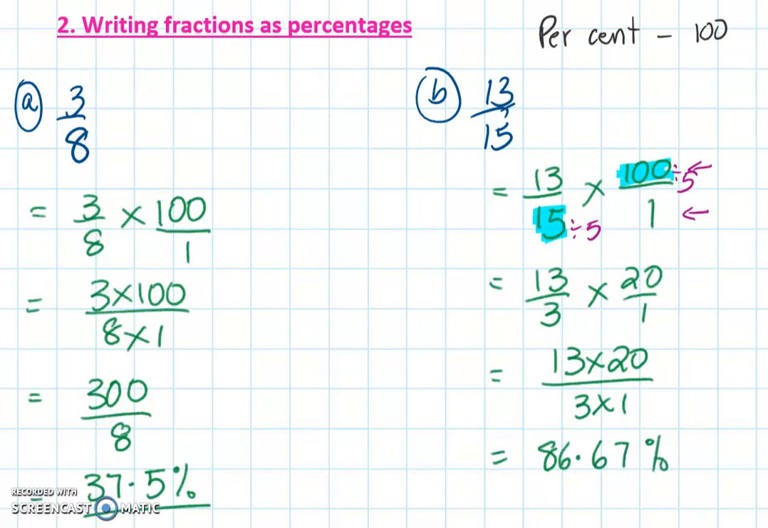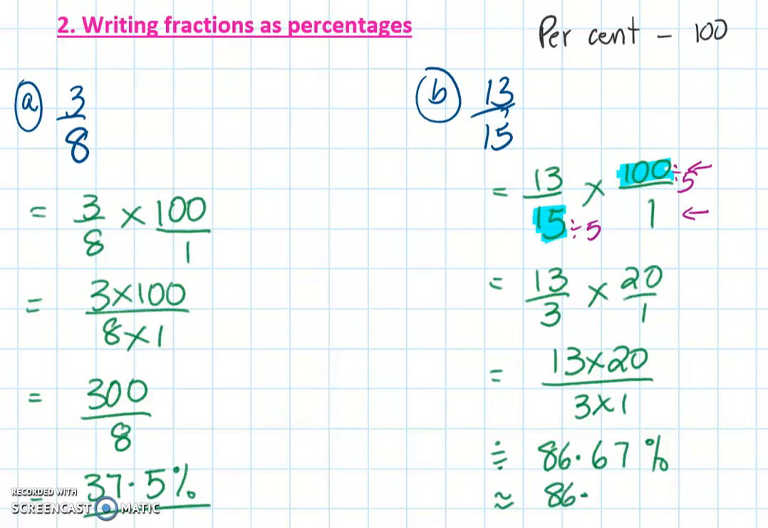86.67%. Now this is rounded off because the 6 is recurring, okay? And in future you'll learn that if we do not get an exact value, we show it by putting 2 dots over the equal sign. And another thing you could do is also do these 2 squiggly lines to tell us that it's not exact.